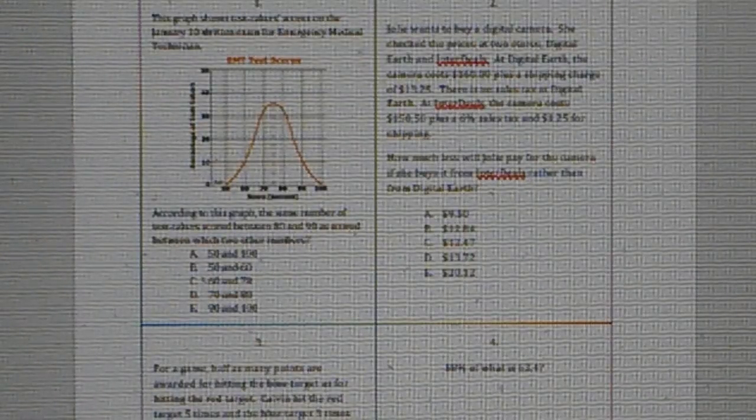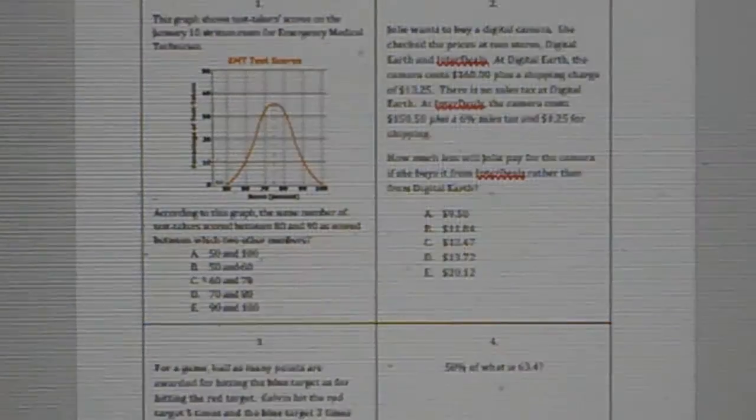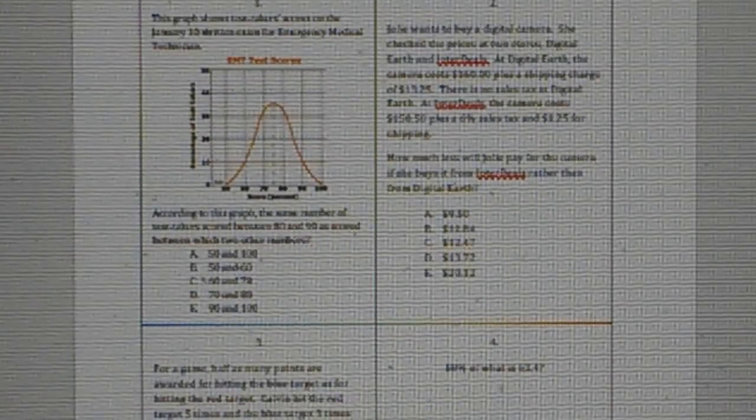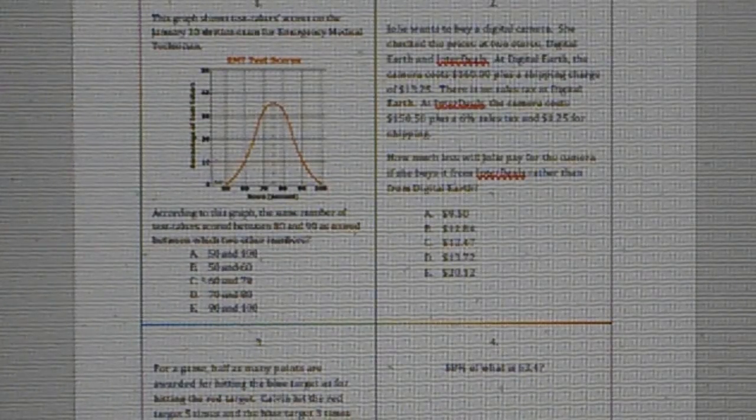This is called a bell curve because the curve comes out looking like a bell. Many things result in bell curves. Test scores and grades often follow a bell curve because most of the students finish in the middle. Okay, so the question on the bottom is, according to this graph, the same number of test takers scored between 80 and 90 as scored between which two other numbers?